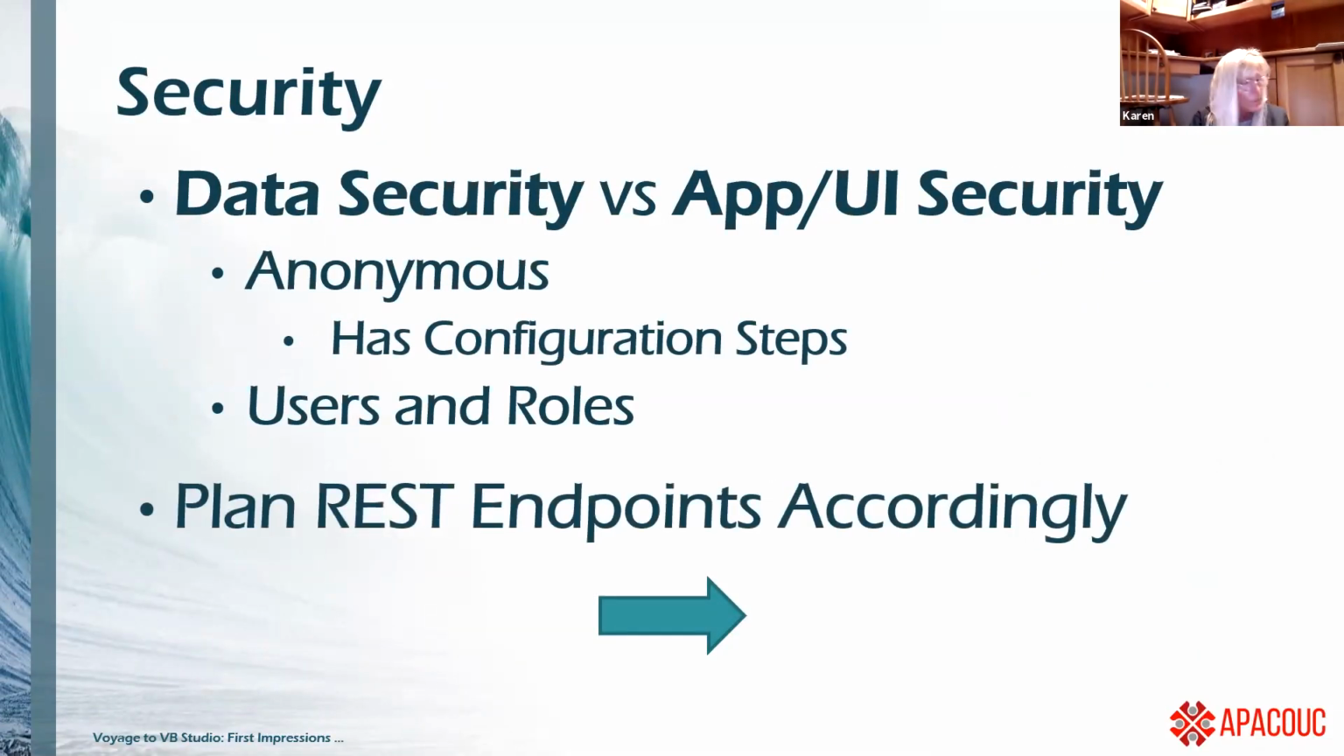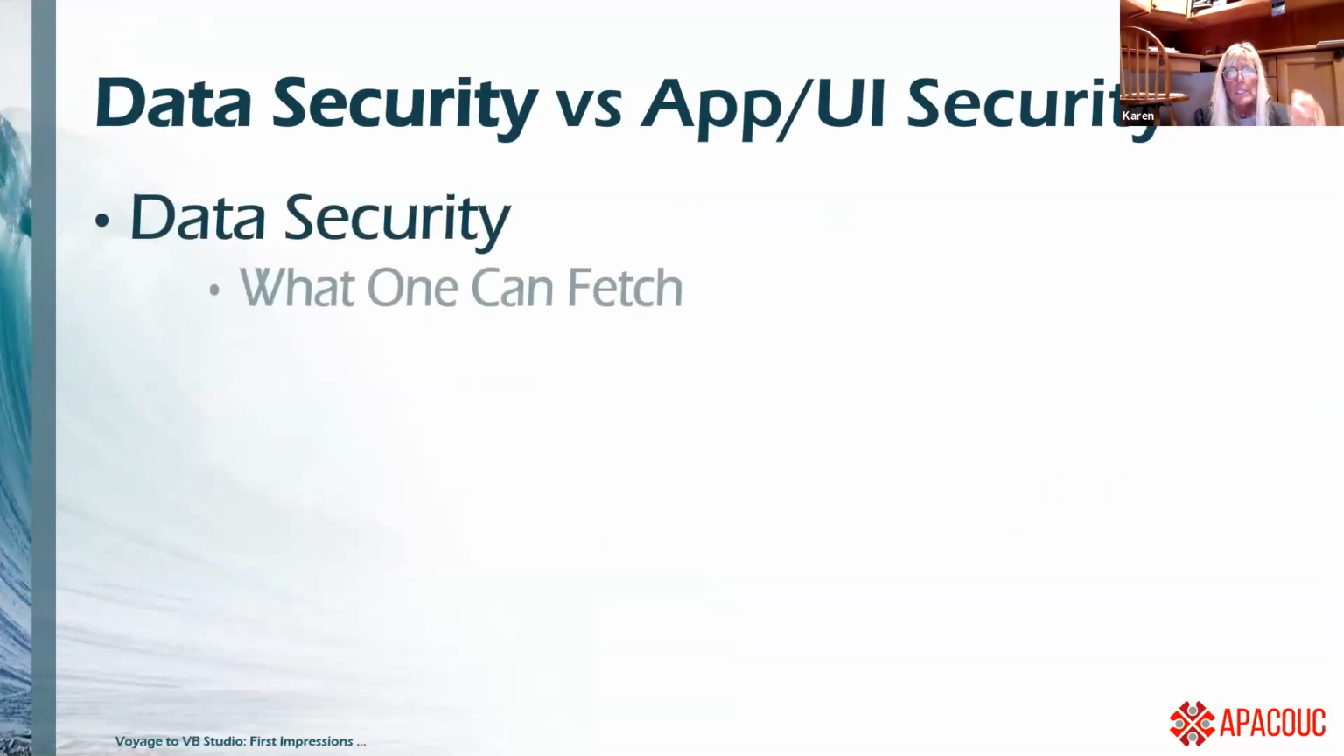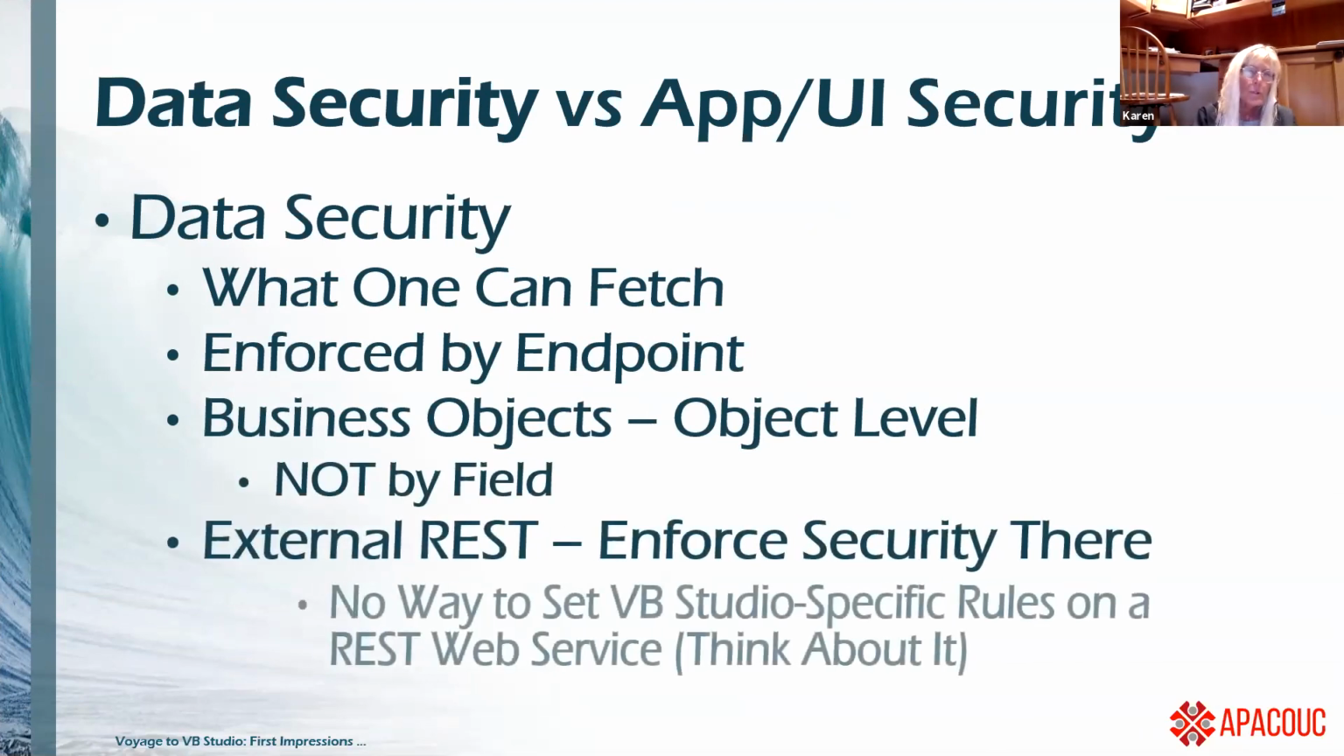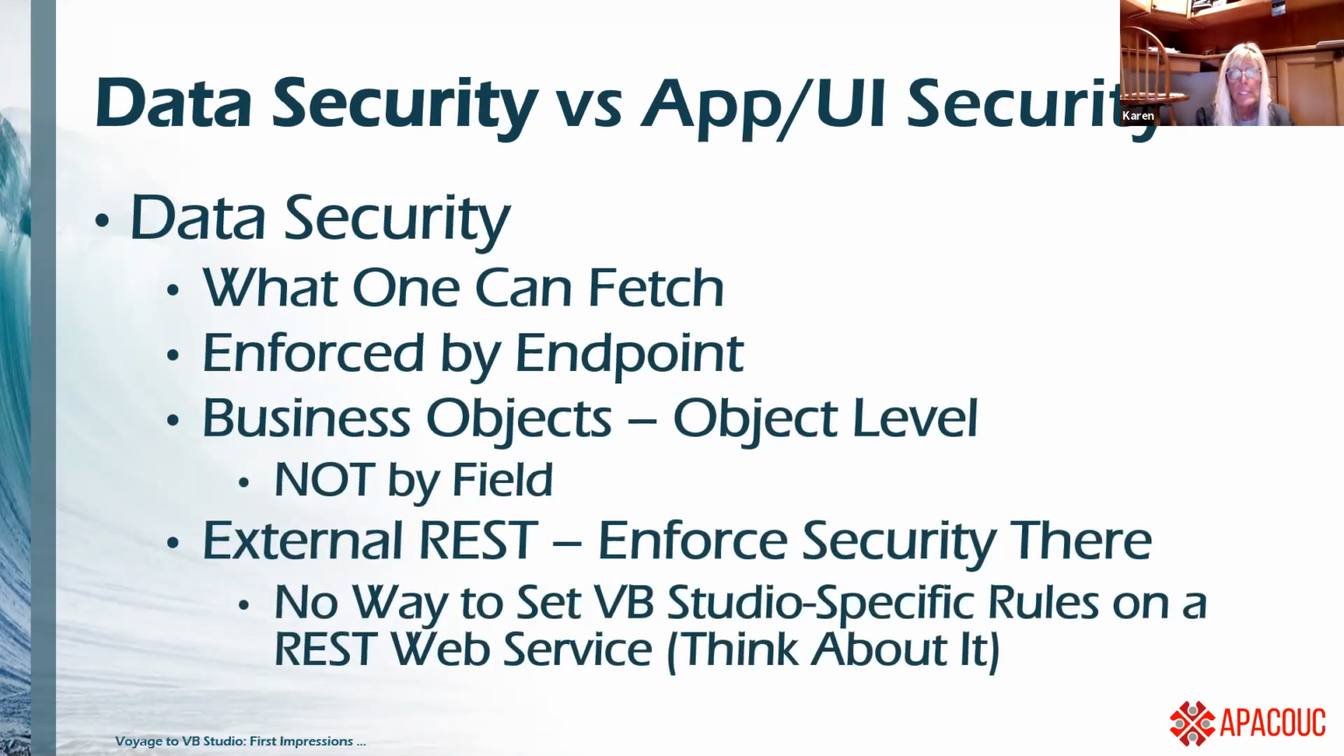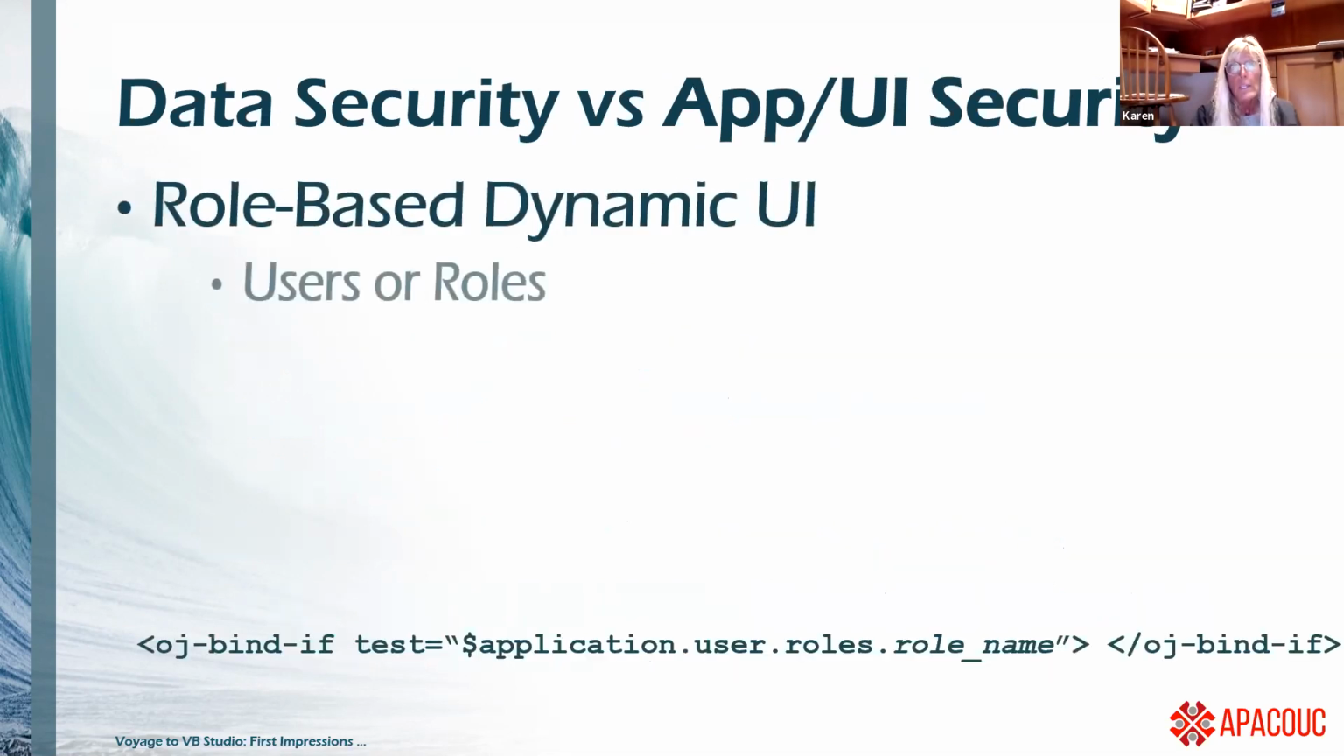Security, data security versus app security. And we're close to the end here. You've got to think differently in Visual Builder applications. Even if your application is anonymous, there are still some configuration steps. So data security is what one can fetch, what gets pulled into my page, into my application. And that's enforced by the REST endpoint. You don't do that busy work in the application itself. So you've got to build your business objects or your REST endpoints accordingly.